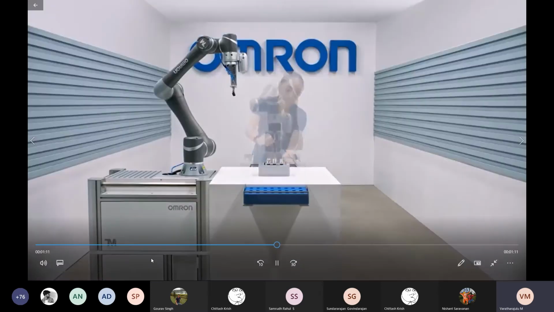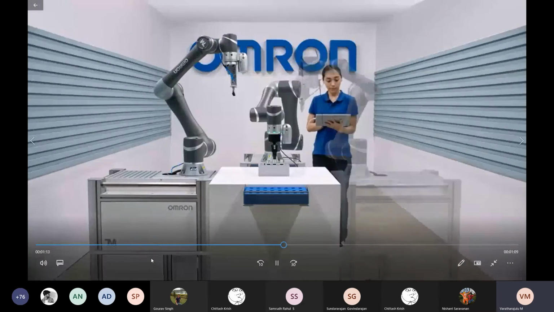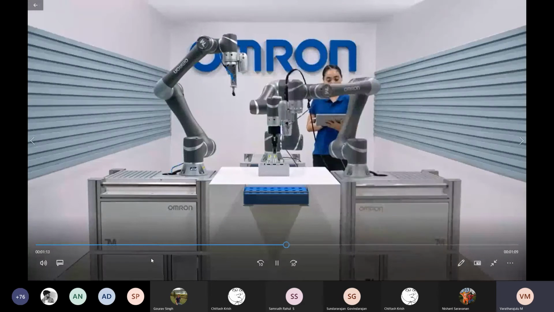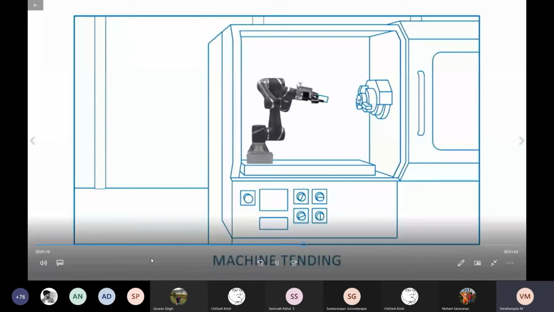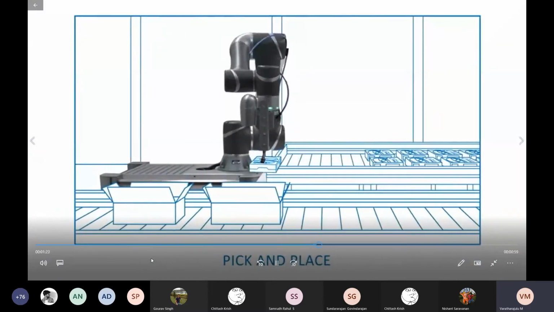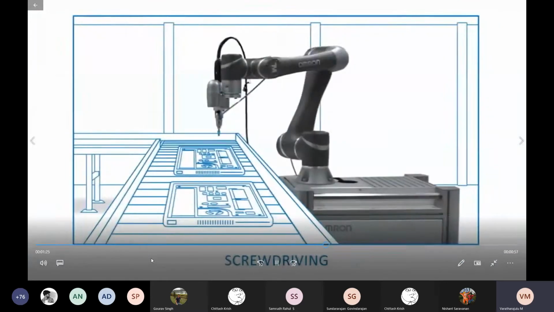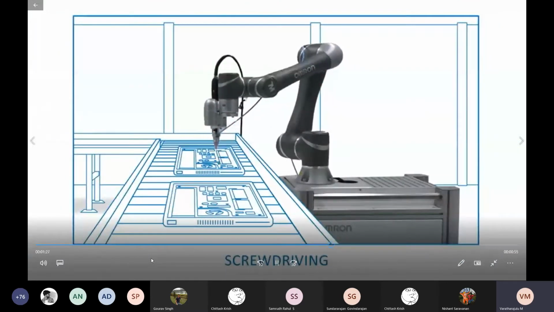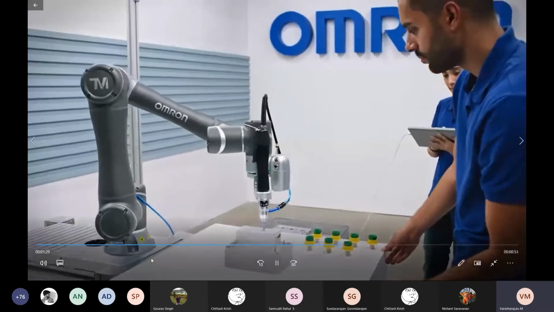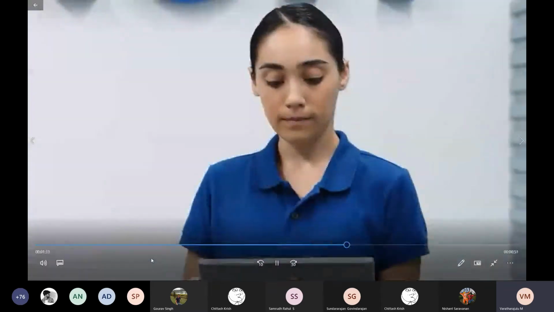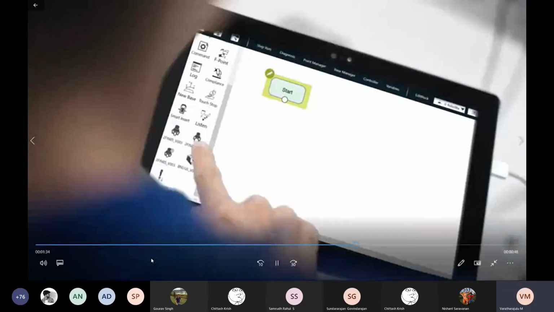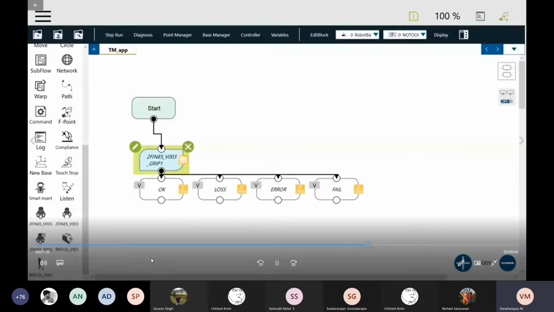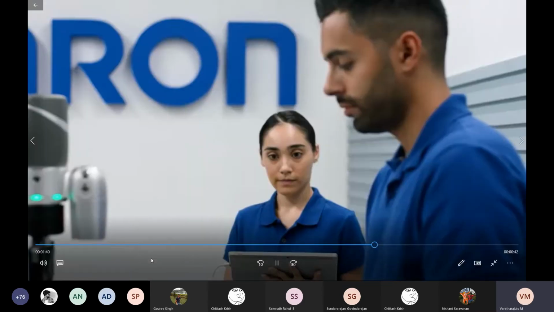This robot also collaborates with other machines, performing a wide range of applications relevant to almost any industrial environment, from machine tending to pick and place to screw driving. This is a robot governed by intuitive software that allows you to easily customize functions. No coding knowledge required. Simply drag and drop a pre-programmed application from the plug-and-play library to set up.